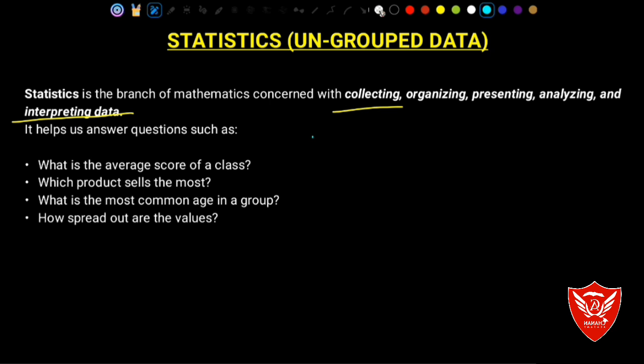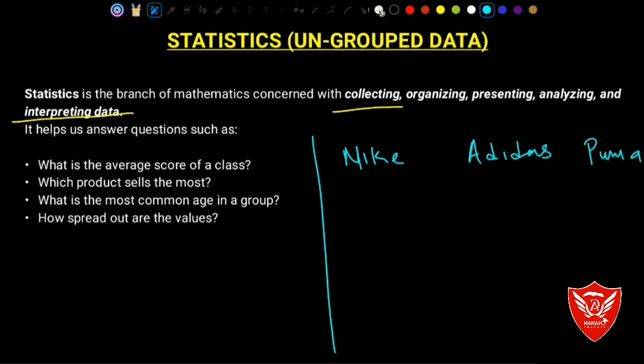Let's take an example. Let's say I own a business and I'm selling shoes of different brands, such as Nike, Adidas, and Puma. Now, statistics can help me answer questions such as which of these brands is selling the most. For example, if at the end of the month I sell 120 pairs of Nike and then 85 pairs of Adidas and then Puma I sell 95 pairs.